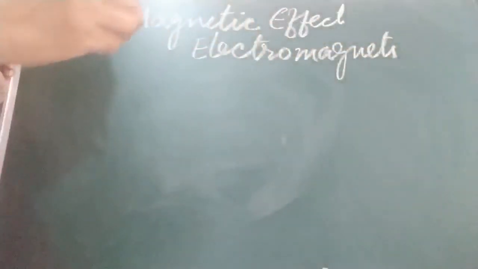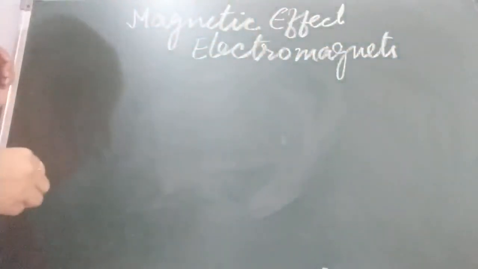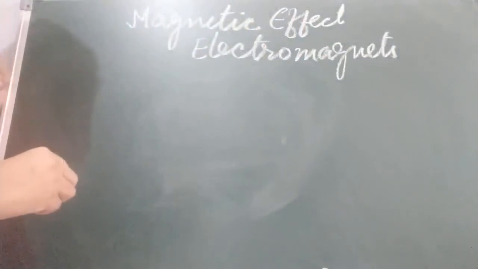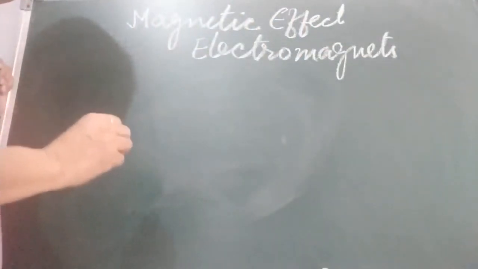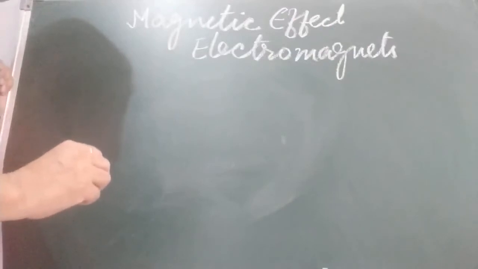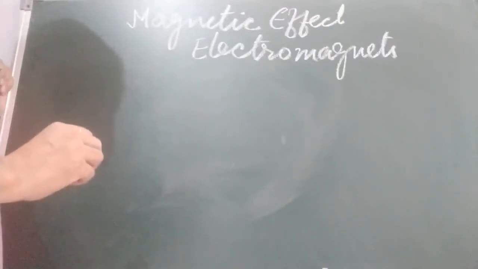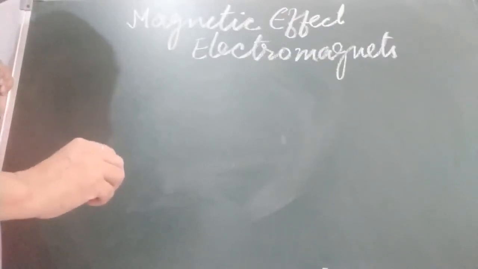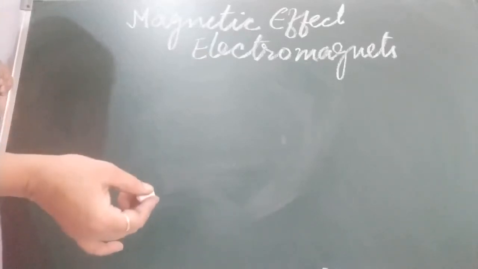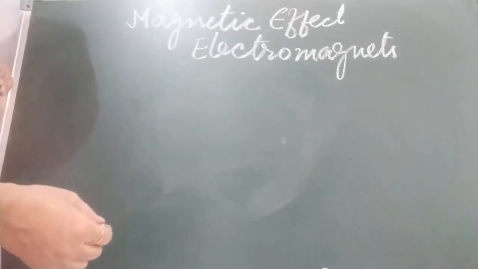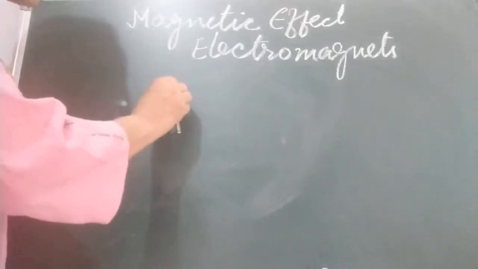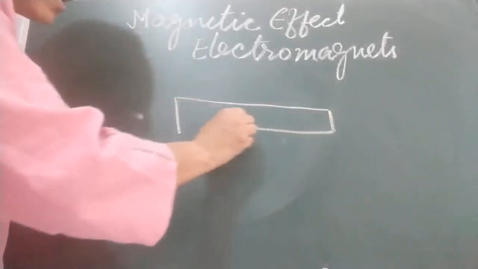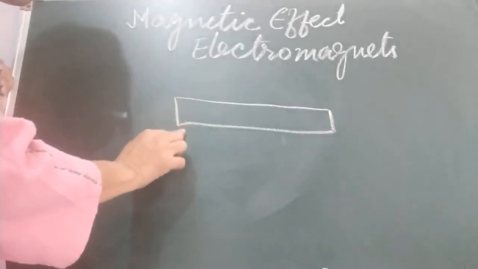What are electromagnets? Children, electromagnets are magnets when electric current passes. An electromagnet is a device that acts like a magnet when electric current passes through it. It loses its magnetic properties when the current is switched off. How are we going to make it? We take soft iron and we will take a long wire.